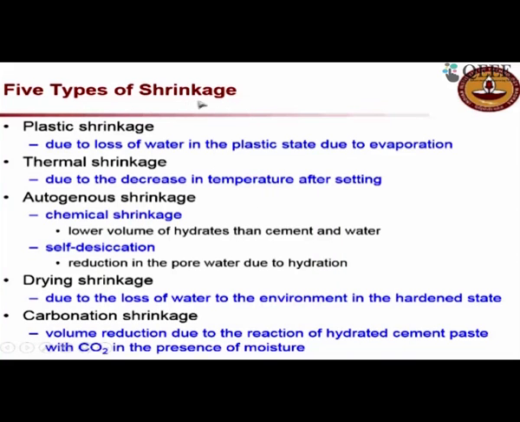Now, five types of shrinkage as we discussed. Plastic shrinkage is due to the loss of water in the plastic state, due to evaporation in the early hours. Thermal shrinkage is due to the decrease in temperature after the setting happens. Autogenous shrinkage has a chemical shrinkage and a self-desiccation mechanism. Chemical shrinkage happens because of the volume change when the cement hydrates: the volume of the hydrated product is less than the volume of the cement and water. Self-desiccation is a reduction in the pore water because of the hydration reaction. Combined, these two we call autogenous shrinkage, and there is drying shrinkage, which is due to the loss of water.